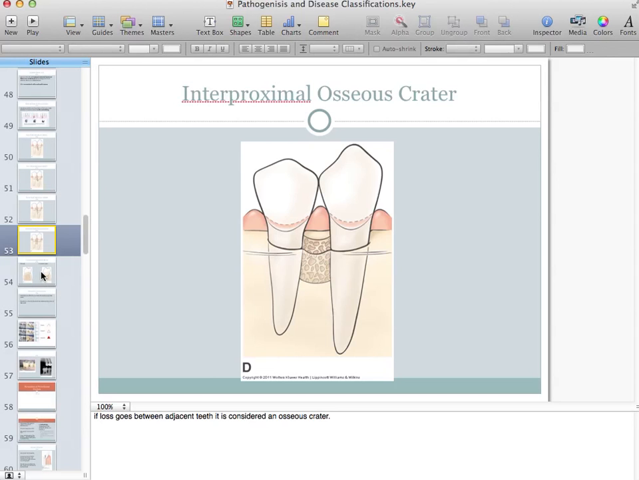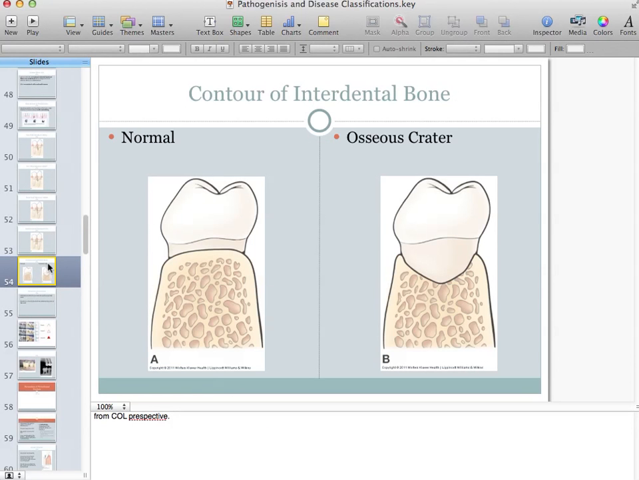And then you also have interproximal osseous craters. And this is if bone loss goes between adjacent teeth. It's called an osseous crater, bone crater basically. All right.